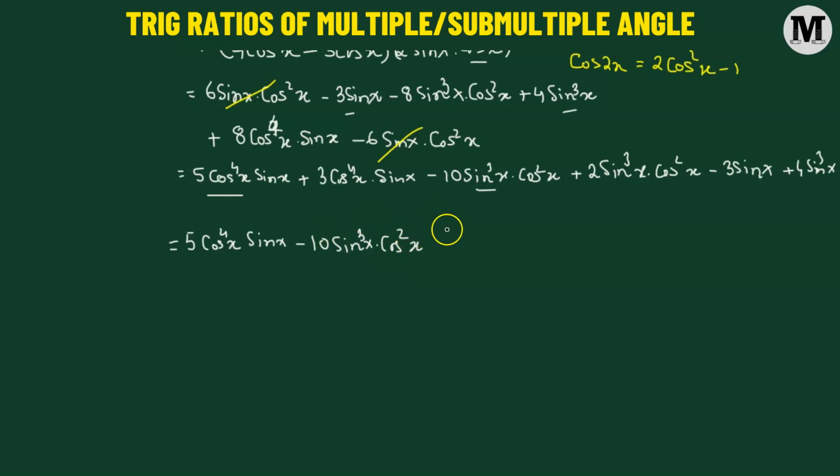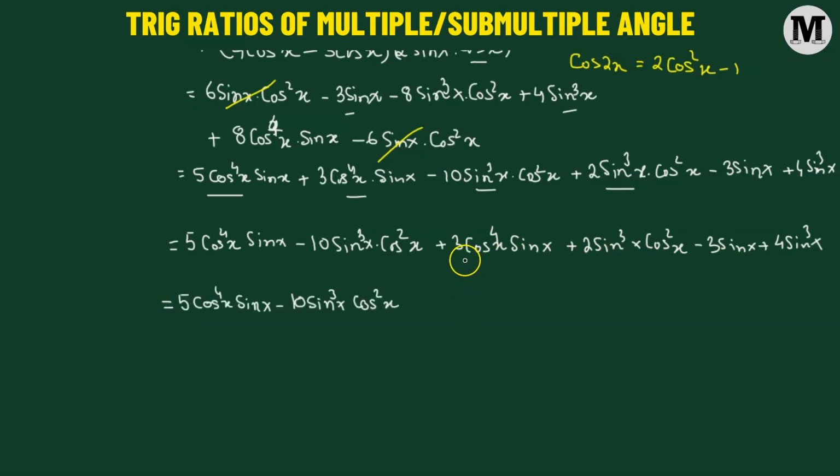And then we have the rest of the terms. So here we have positive 3 cosine x raised to the power of 4 times sine x. Then we have plus 2 sine cubed x times cosine squared x minus 3 sine x plus 4 sine cubed x. Now we don't have to worry about the first and the second term. Now what we'll do, we'll try to simplify the rest of the 4 terms. So let's write down the first 2 terms.